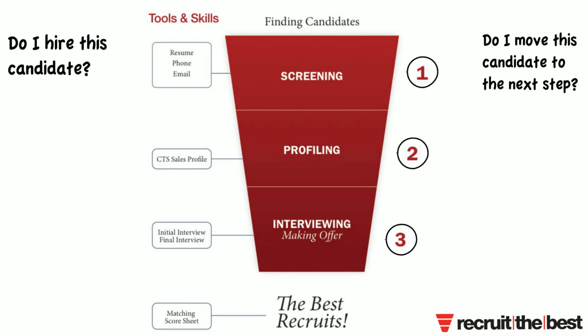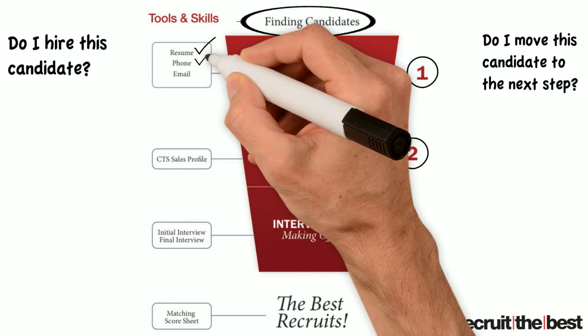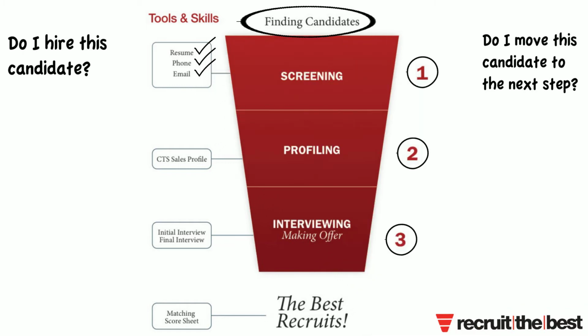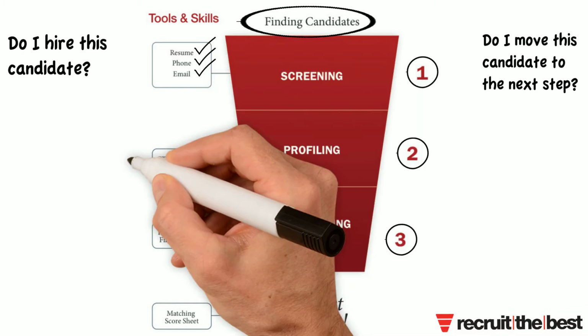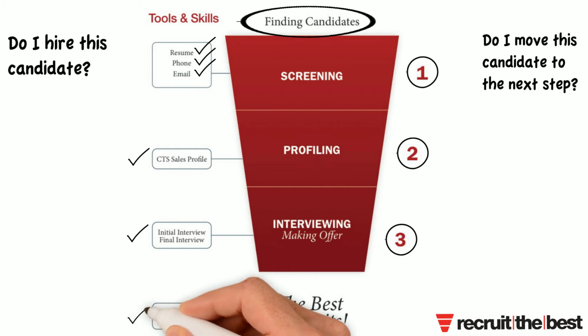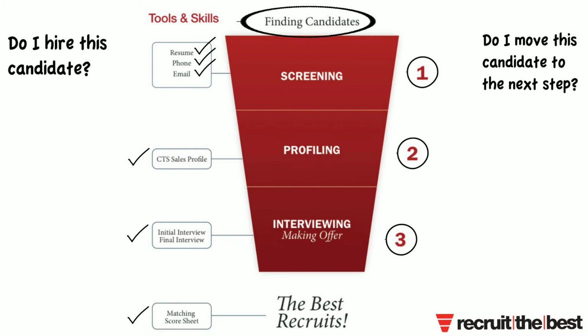The system is similar to the sales funnel. We bring a lot of candidates into the top of the funnel. We screen their resume, screen by phone, then screen by email. Those who make it past these brief screening steps are then given the CTS sales profile. Those who pass the CTS are then taken through interviews along with a reference check. We then fill out the matching score sheet and then make a decision. Let's look at the system in greater detail.